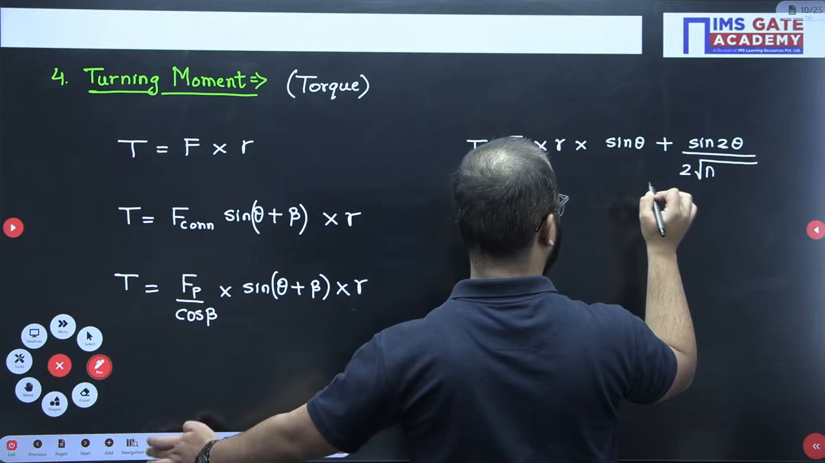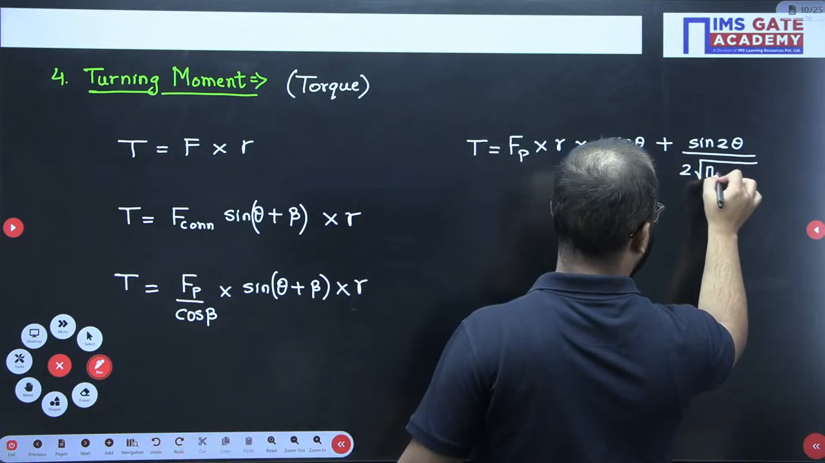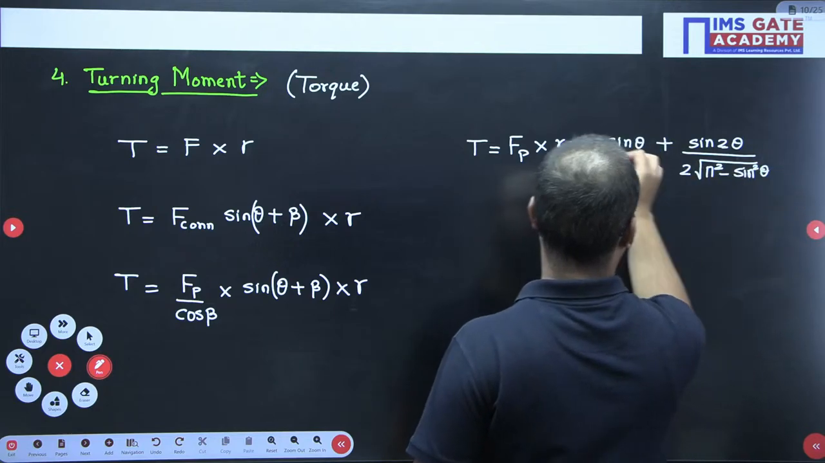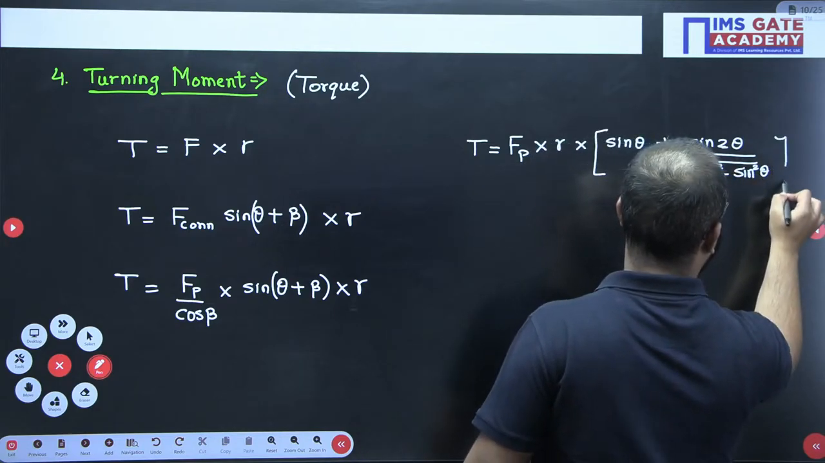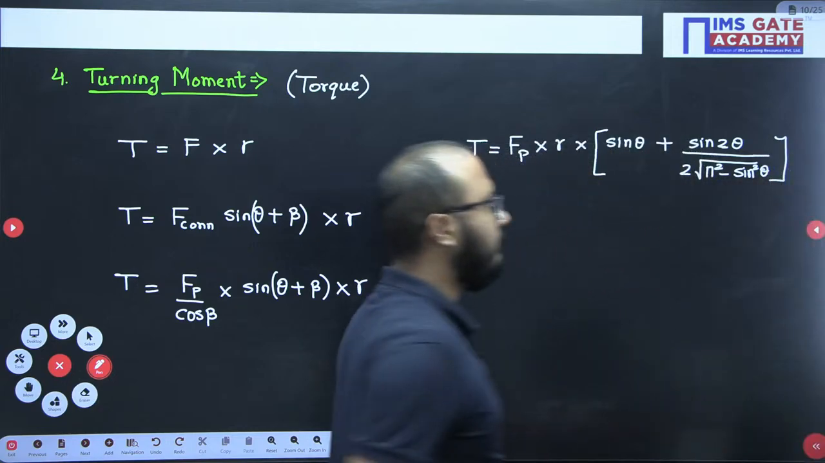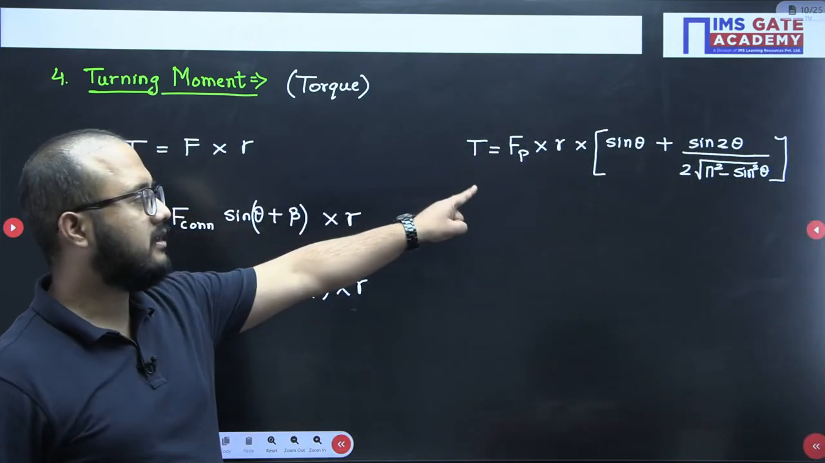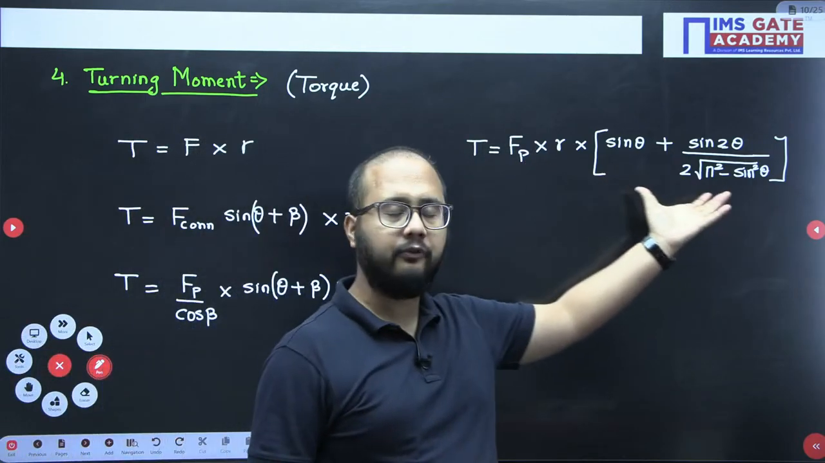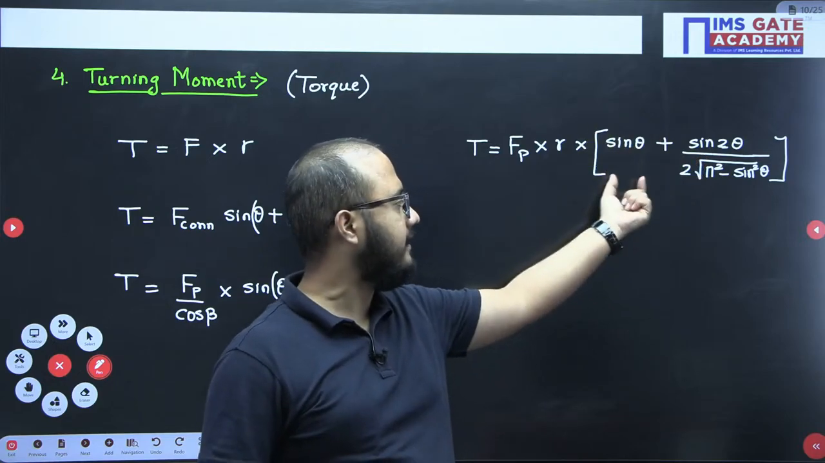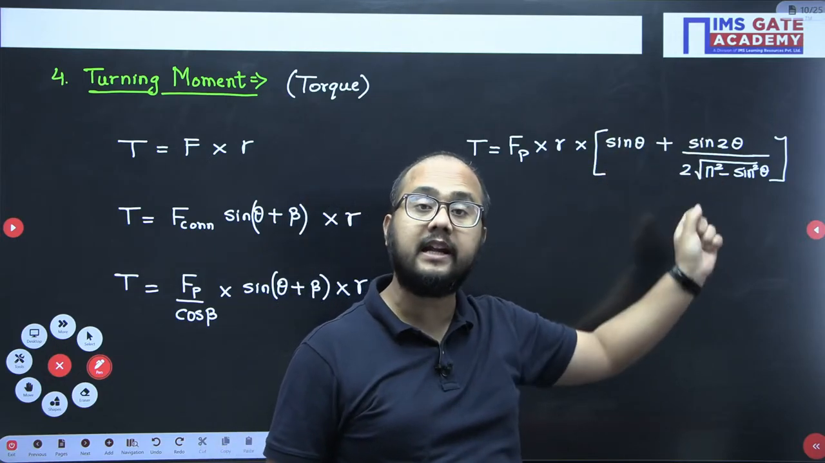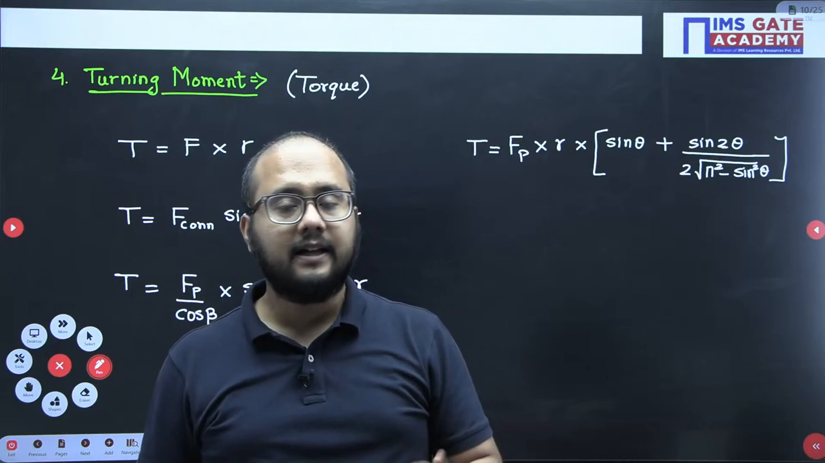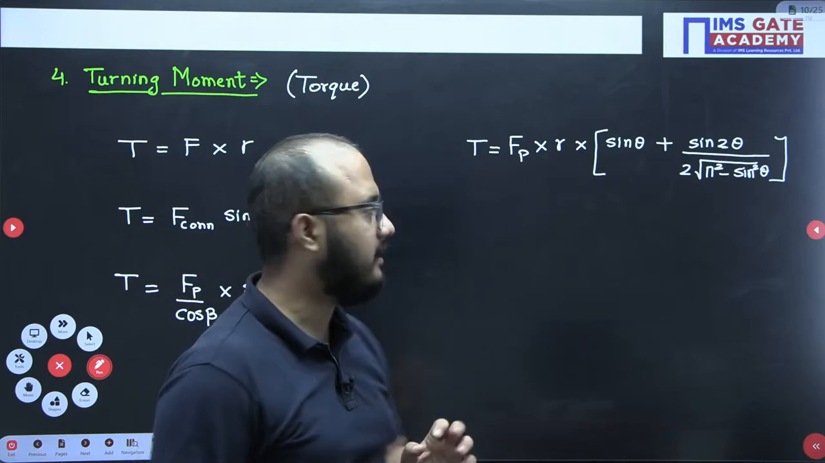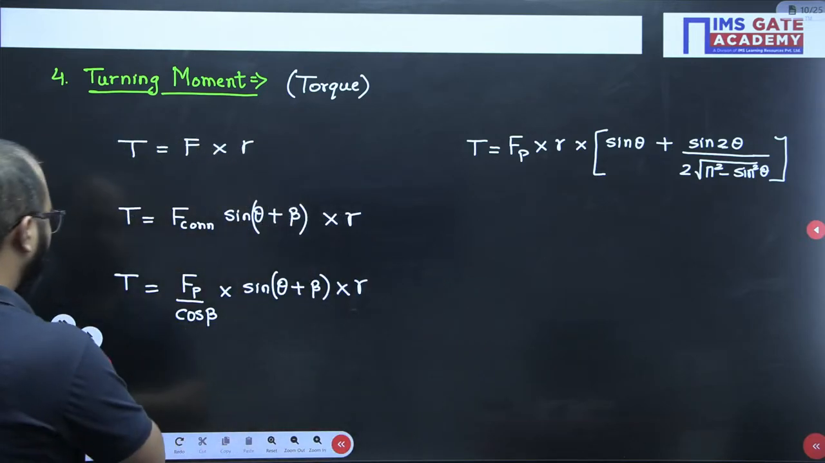This is the formula we will have: the piston effort FP, multiplied by R, the crank radius, multiplied by this expression completely: sin theta plus sin 2 theta divided by 2 into the root of n square minus sin square theta. This exact formula you need to remember. Very, very important for the GATE examination. So you need to remember this one.